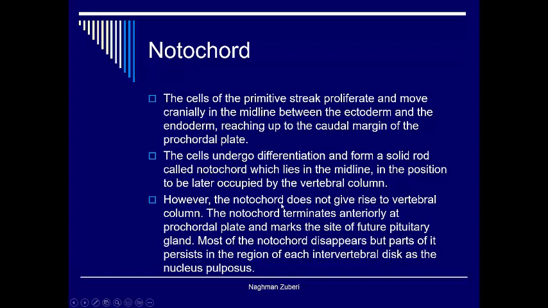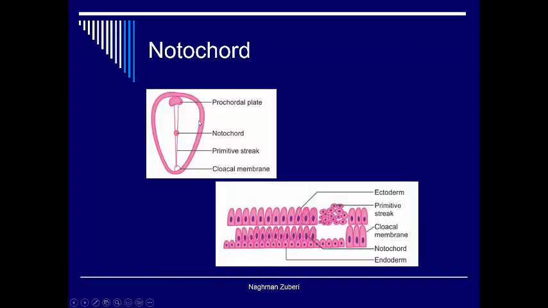However, the notochord does not give rise to vertebral column. The notochord terminates anteriorly at procaudal plate and marks the site of future pituitary gland. Most of the notochord disappears, but parts of it persist in the region of each intervertebral disc as the nucleus pulposus. Here we can see procaudal plate, notochord.